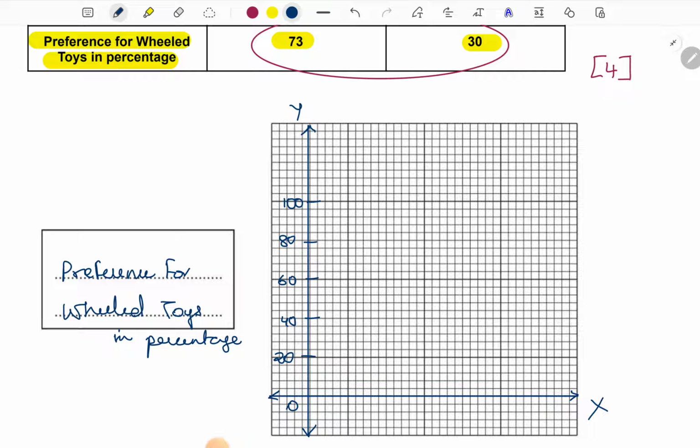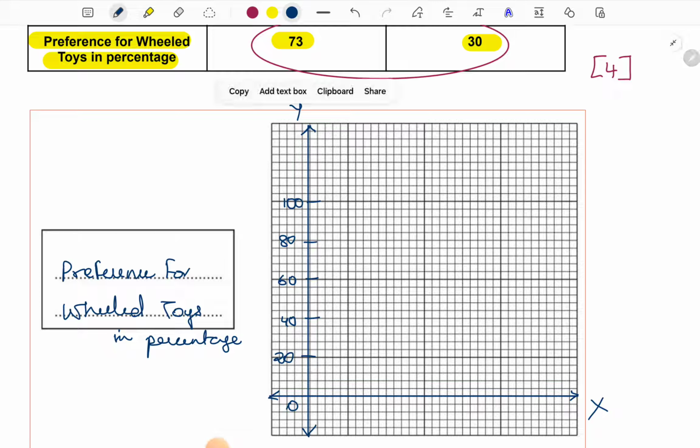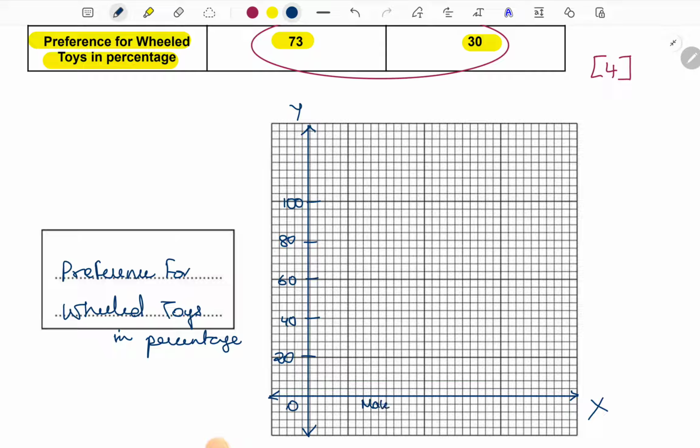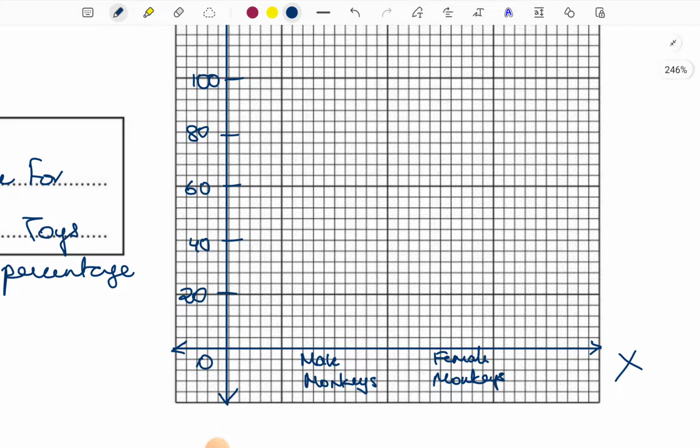On the x-axis I will take male monkeys and female, like 1 bar for each. Now if you're wondering, if I'm taking 20 on the scale, will my height go exactly to 73? That's why I said don't worry too much about the precision, be approximately accurate.